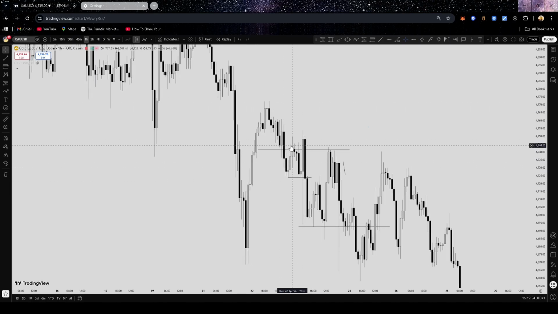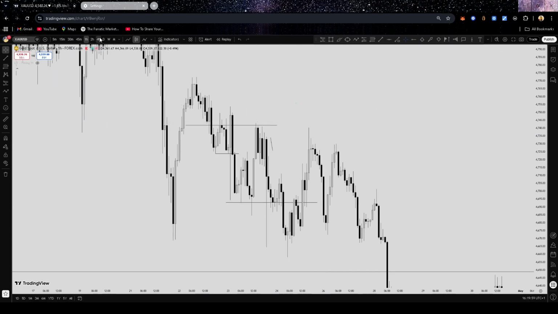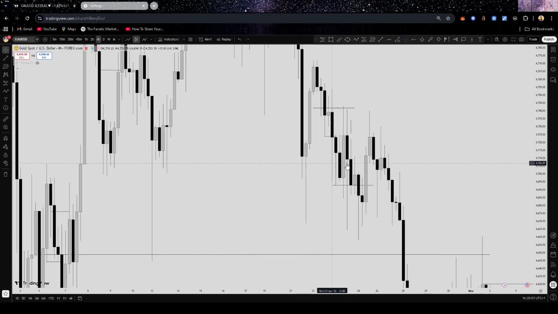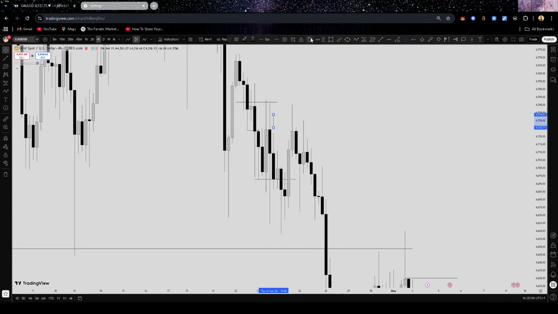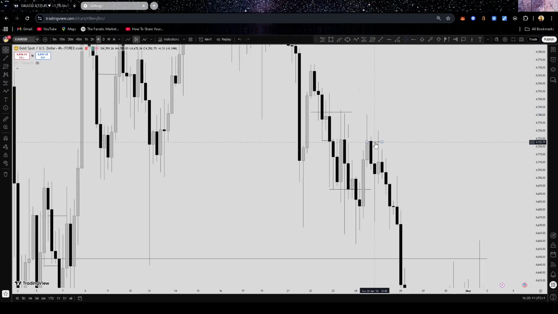Let's look at another example. This is what we call a QM. Now let's look for another 4 hours key level. Okay. Now let's say price sold from this key level right here. Now let's check if this key level is valid.